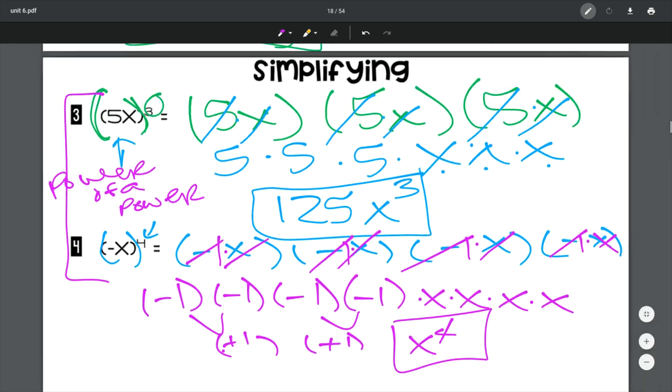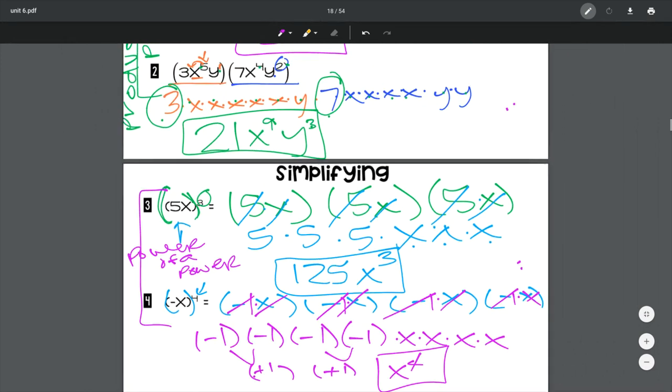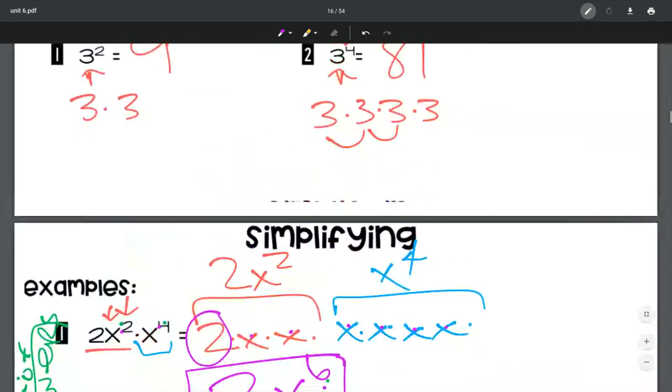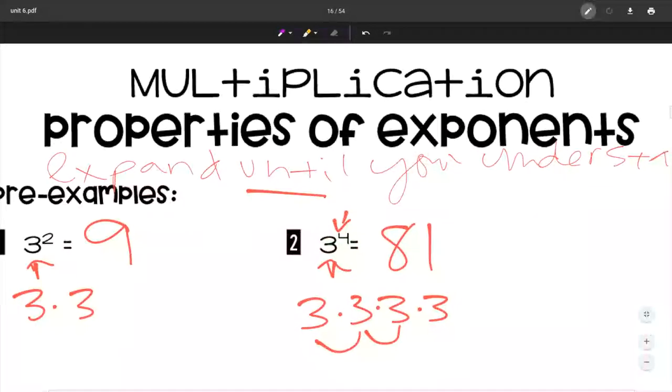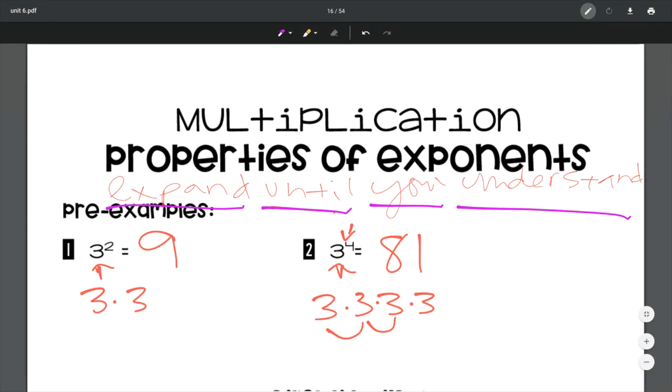And the really cool thing about both of these properties is that they're both on your formula chart. And even if you don't know which one to use, it's okay, as long as you remember that you need to expand until you understand. As long as you keep expanding, you will be just fine, and you'll be able to pick this out.